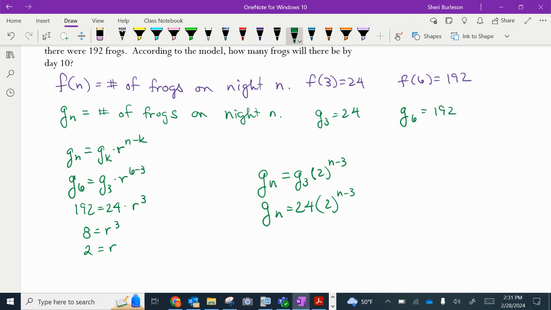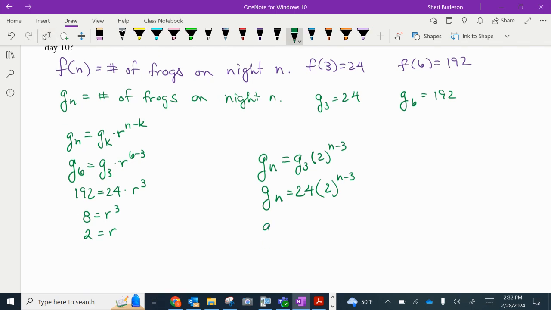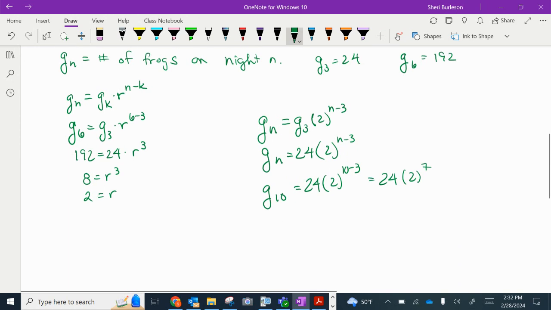So now the last question is, how many am I going to have on day 10? 24 times 2 to the 10 minus 3. So that is 24 times 2 to the 7th. What is 2 to the 7th? 128. And then when I multiply 128 times 24, that's a lot of frogs.